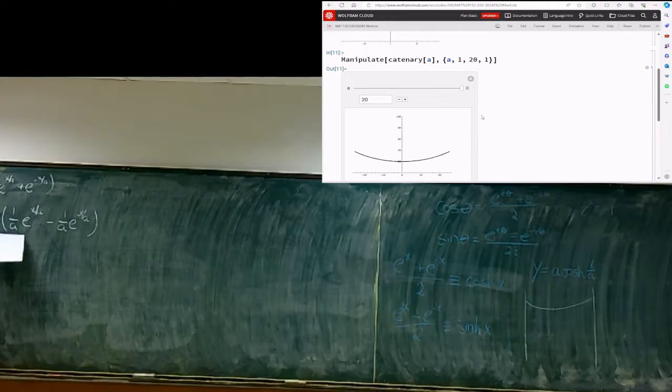Can factor out 1 over a. Be left with 1/2 e to the x over a minus e to the minus x over a.